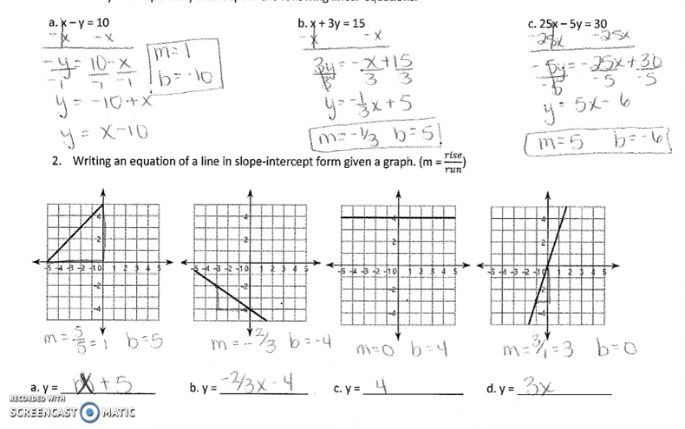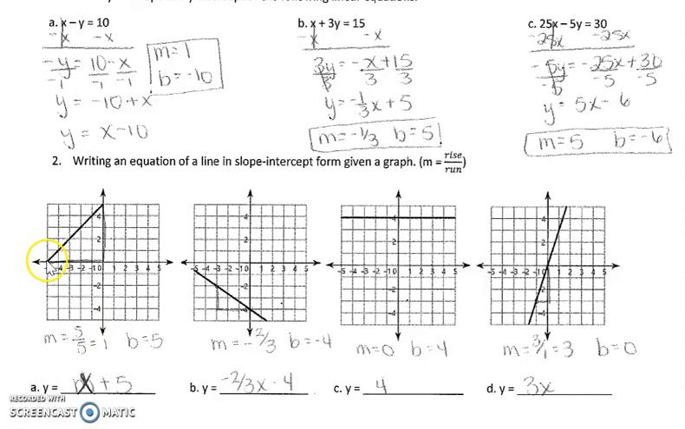Writing an equation of a line in slope-intercept form given a graph is your next option. So when you're looking at this work, you need to be able to identify the slope and the y-intercept. Y-intercept is easy to pull out. Just go to your y-axis, and where does it cross? It crosses at 5, so b equals 5. That's easy. The other part is the part we practiced earlier in the lesson, doing rise over run.